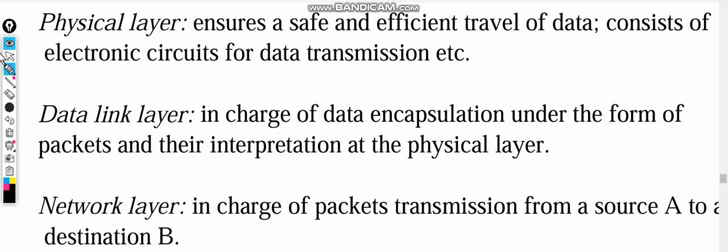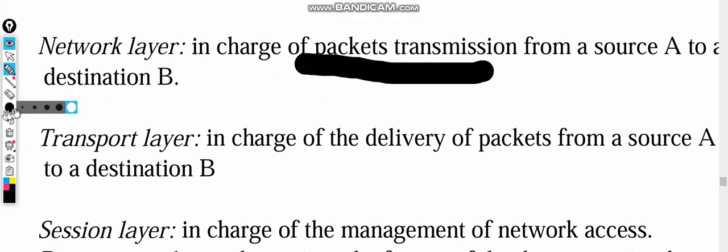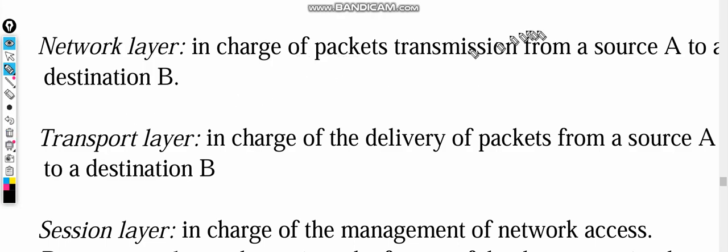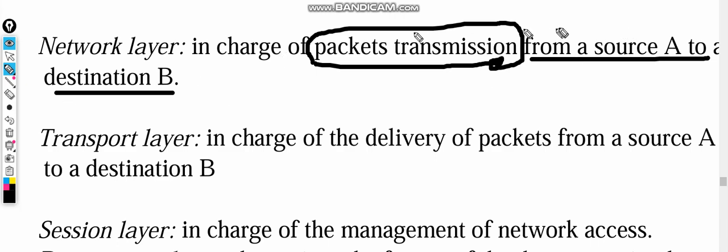Network layer is in charge of packet transmission from a source A to a destination B. So the data link layer encapsulates the packets, and the network layer is responsible for packet transmission from source A to destination B.